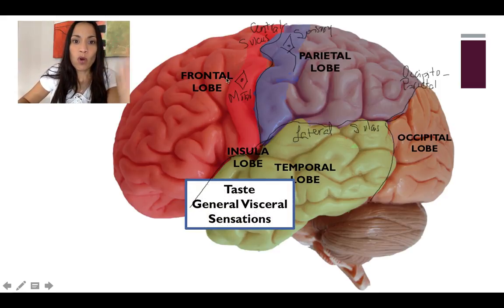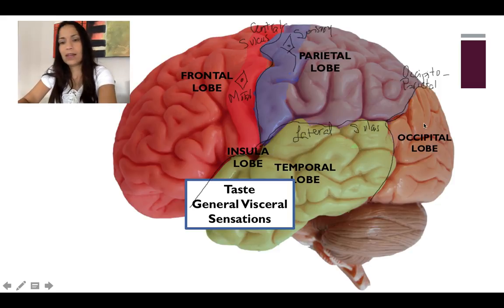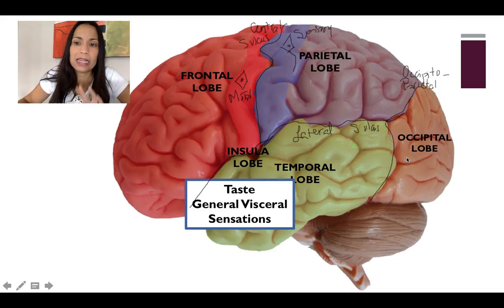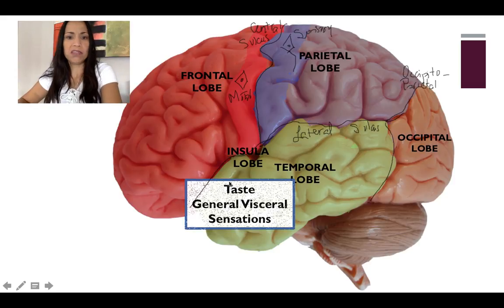So motor outputs get out from the cerebrum at the frontal lobe. General somatic sensations arrive to the parietal lobe, and general visceral sensations arrive to the insula. One that I didn't mention is the occipital lobe, which deals with sight, and I will describe the pathway of vision in later chapters.